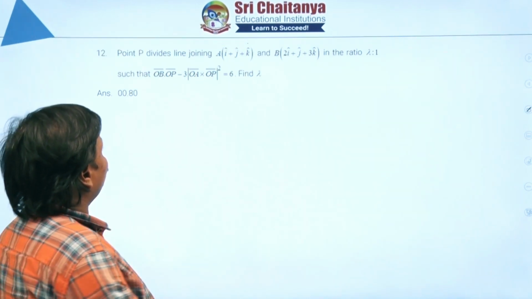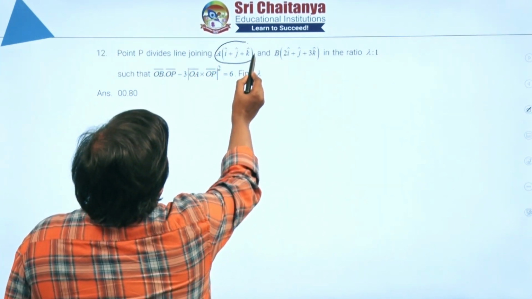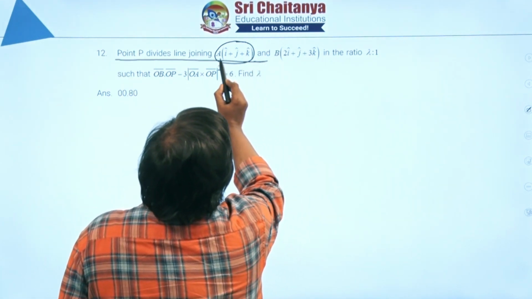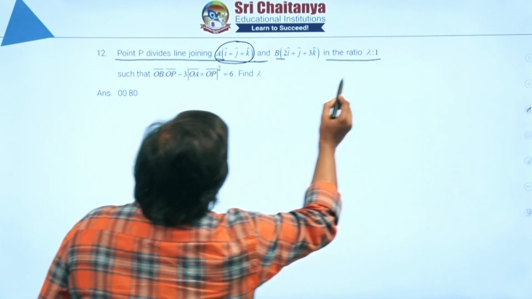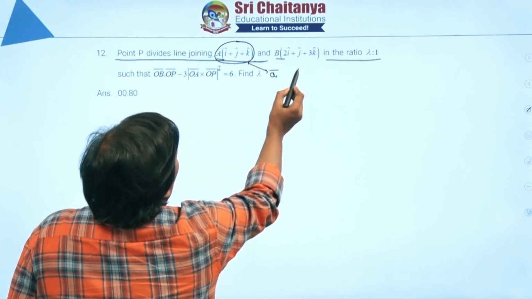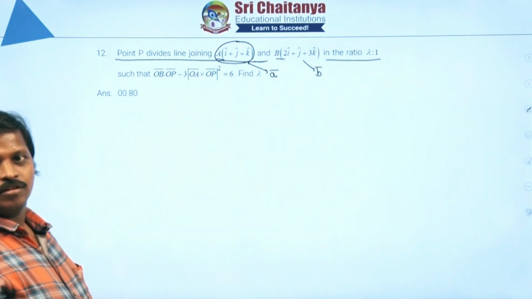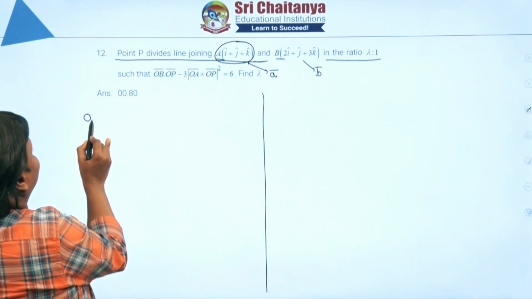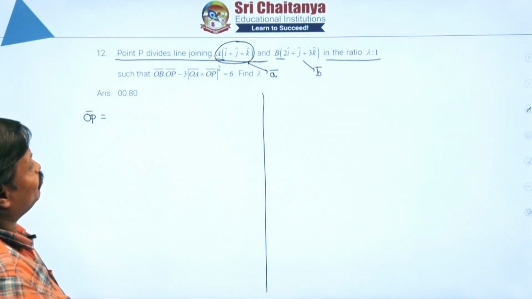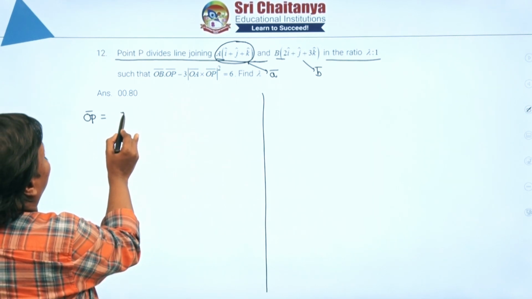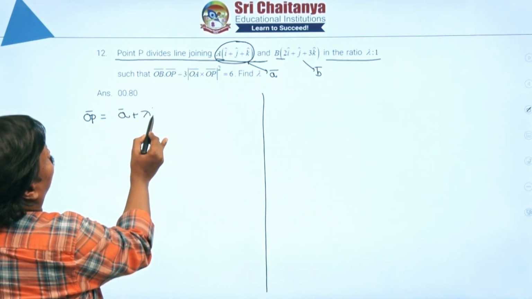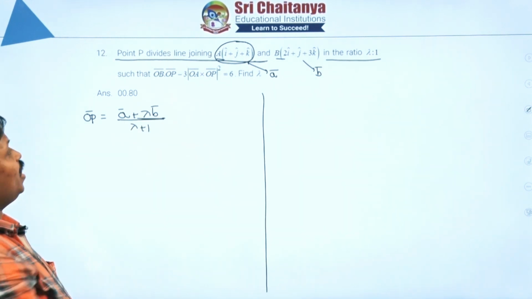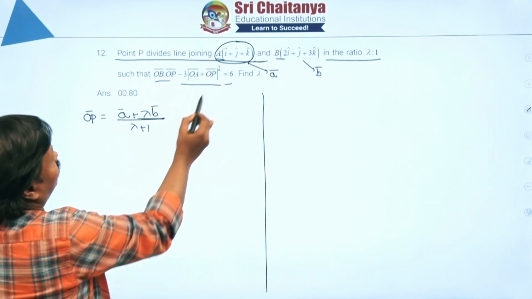So this is question number 12, came from vector algebra. P divides the line joining the points A, B in the ratio lambda is to 1. This I am assuming A bar, this I am assuming B bar. So OP bar we can write using section formula, it is dividing in the ratio lambda is to 1. So OP bar can be written as (A bar plus lambda B bar) by (lambda plus 1). So he gave that OB dot OP minus this equals to 6.